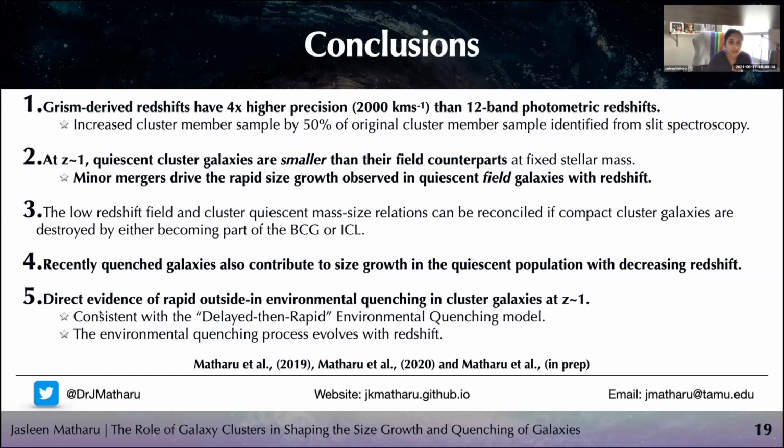And finally, I've shown you this somewhat exciting result, I think, that there is direct evidence of rapid outside-in environmental quenching in cluster galaxies at redshift 1, which is consistent with the delayed-then-rapid quenching model. And we find that the environmental quenching process evolves with redshift.